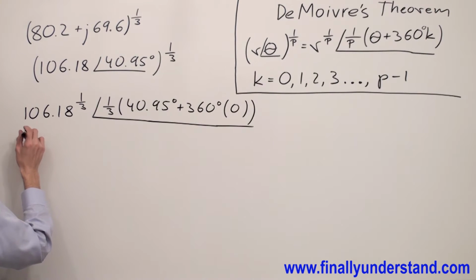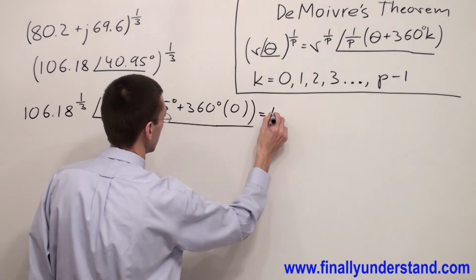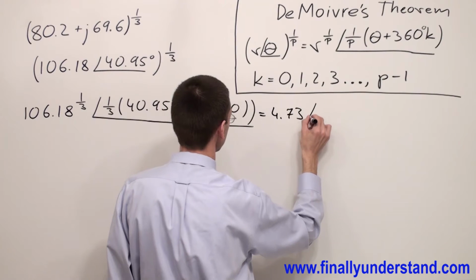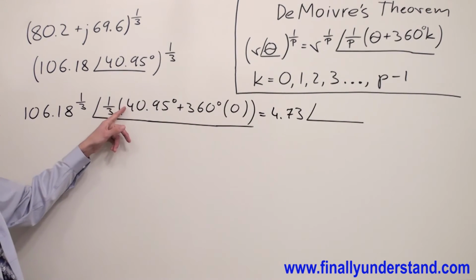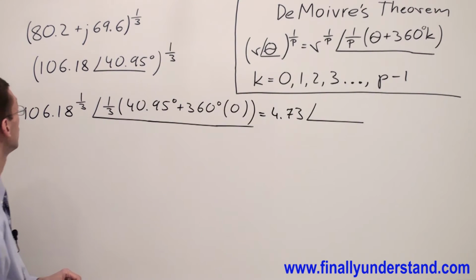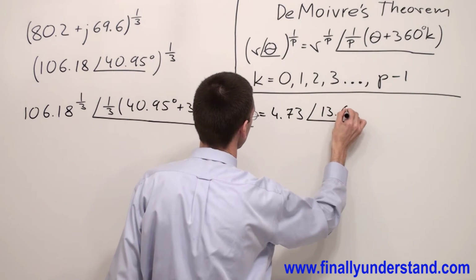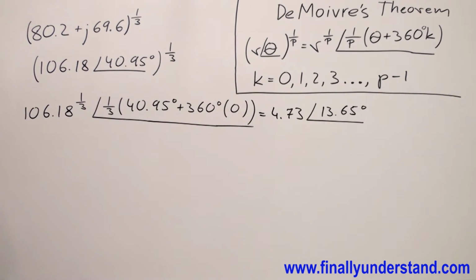So my answer is 106.18 to the power 1/3. You're supposed to use the calculator, and it is equal to 4.73, and your angle, 1/3 of 40.95, is equal to 13.65 degrees. This is my first root.